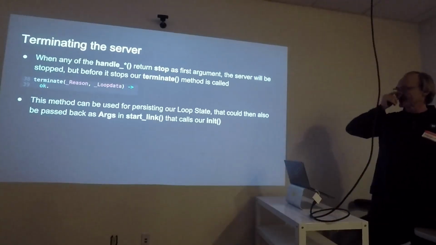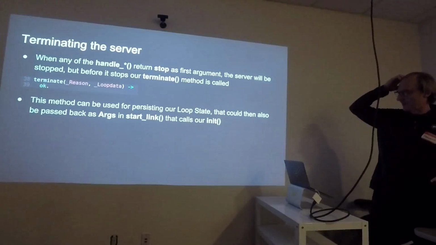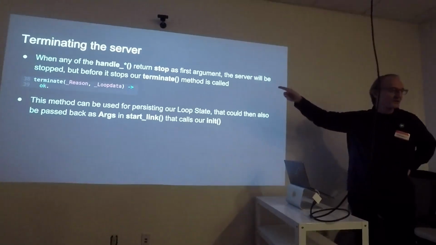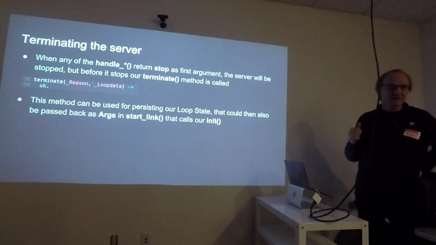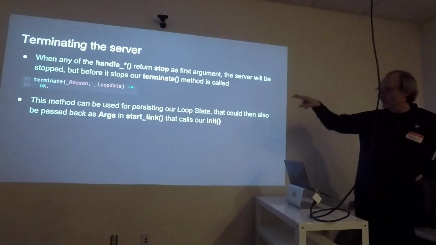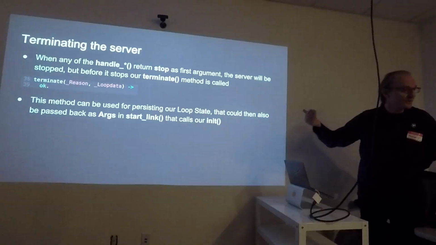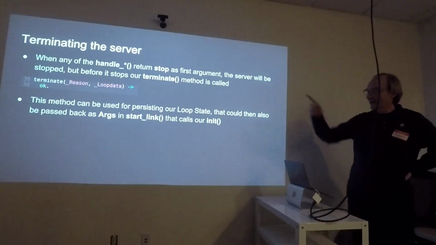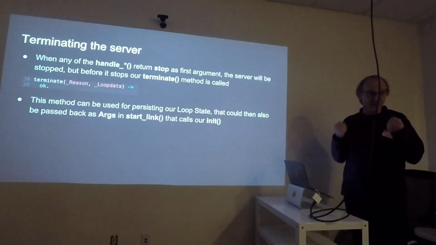The terminate is actually then the last part. If any of these handle functions returns a stop, we will get a callback to our terminate function, and we will get the loop data. In this case, I do nothing, so both of them have underscores, so I don't care. I can get the reason, and the reason in practice can be really important.